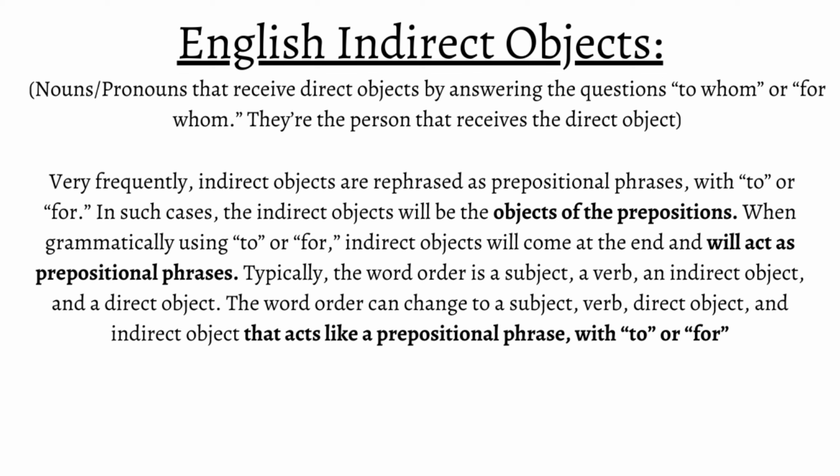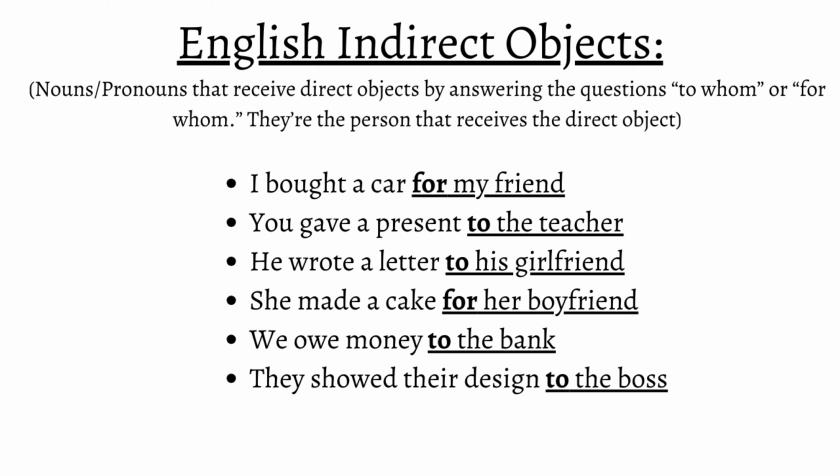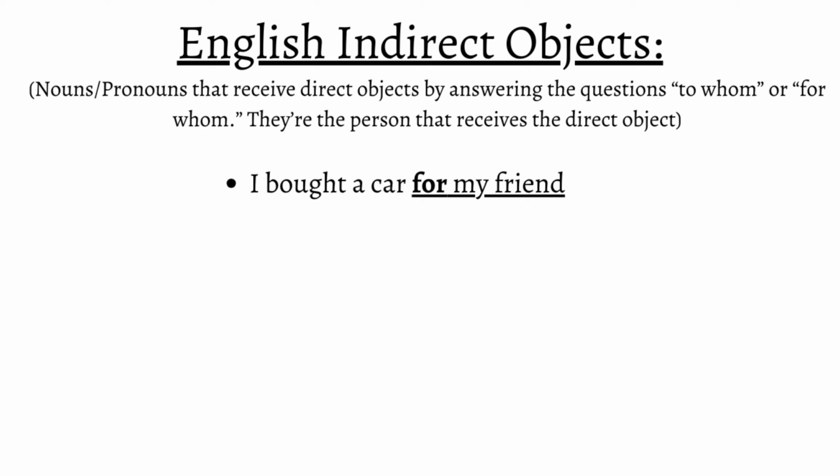Typically, the word order is a subject, a verb, an indirect object, and then a direct object. However, the word order can change to a subject, verb, direct object, and indirect object that acts like a prepositional phrase, with to or for. The examples that I showed at the beginning can technically be rewritten if the indirect objects act as prepositional phrases, typically using the prepositions to or for. By saying the sentence, I bought a car for my friend, we have a subject, a verb, a direct object, and an indirect object that acts like a prepositional phrase.